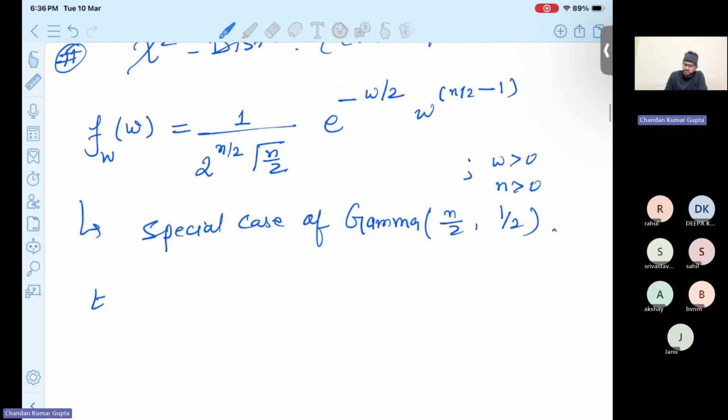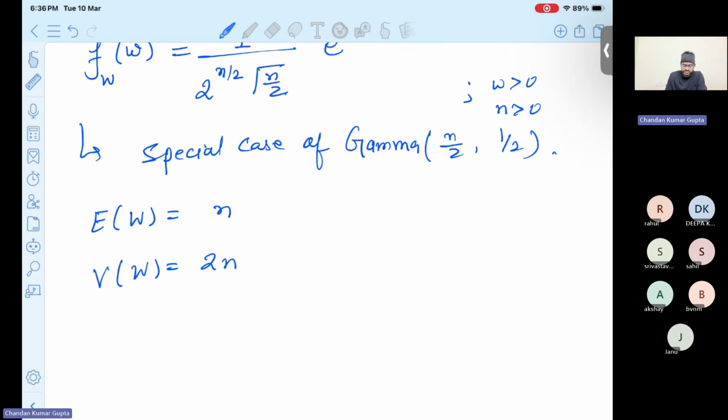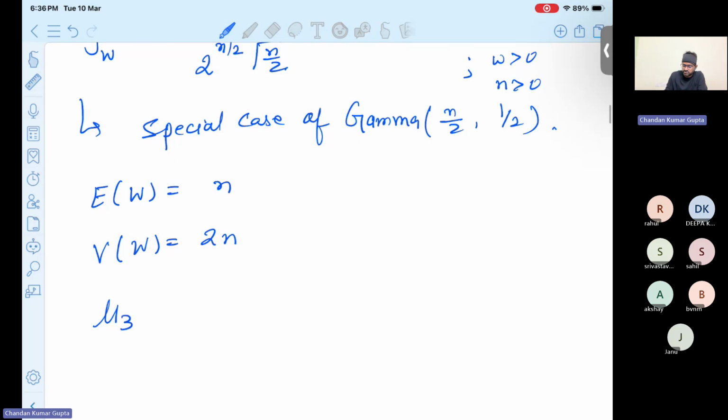Also, its mean value is what? The expectation of W is n, and the variance of W is 2n. So in chi-square distribution, variance is always greater than mean, and it is exactly twice that. Its third order central moment is 8n. Obviously, since n is greater than 0, 8n is always greater than 0. So this implies it is always positively skewed.